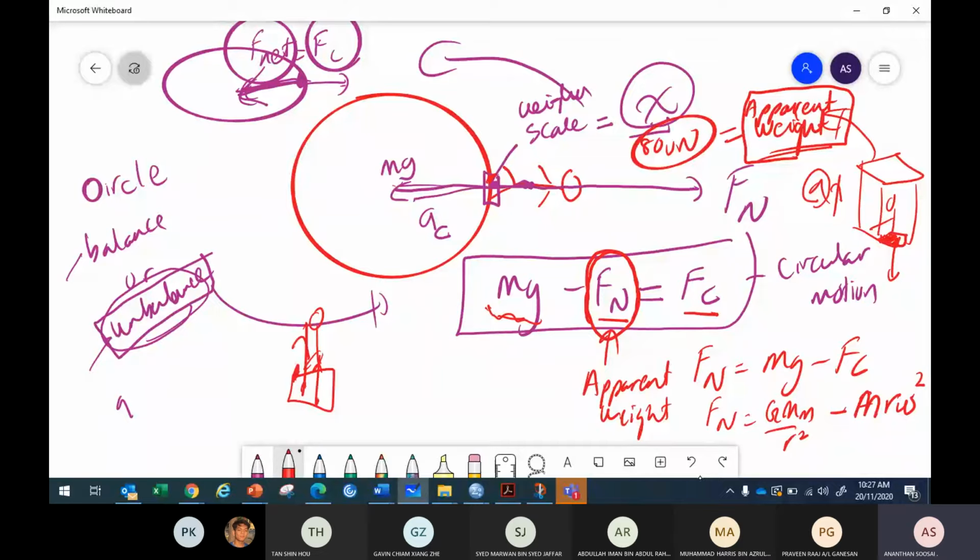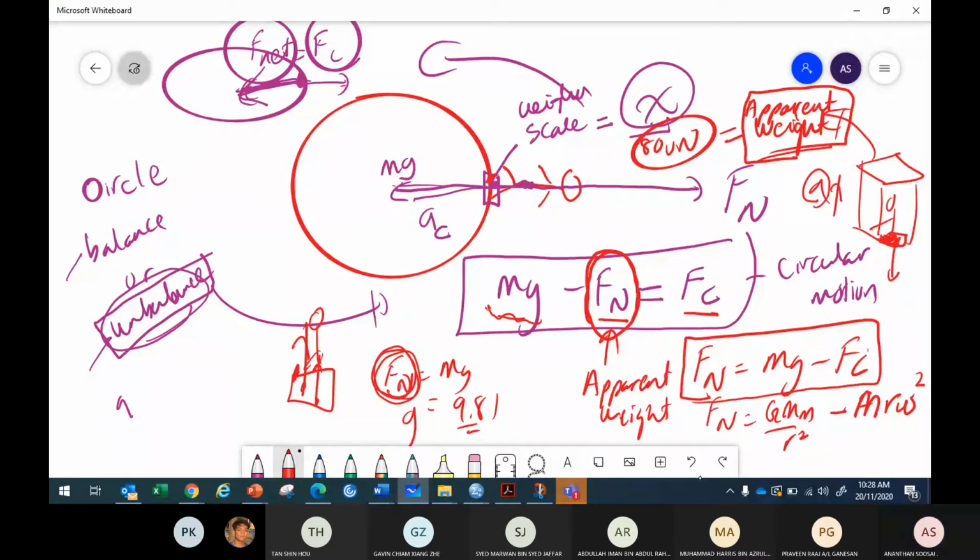Now, whatever reading is on the weighing scale is found to be Fn. This Fn we equate as mg, and we found our gravity as 9.81. We use the Fn, the normal force. You now tell me, what is the normal force? Normal force equals mg minus Fc.